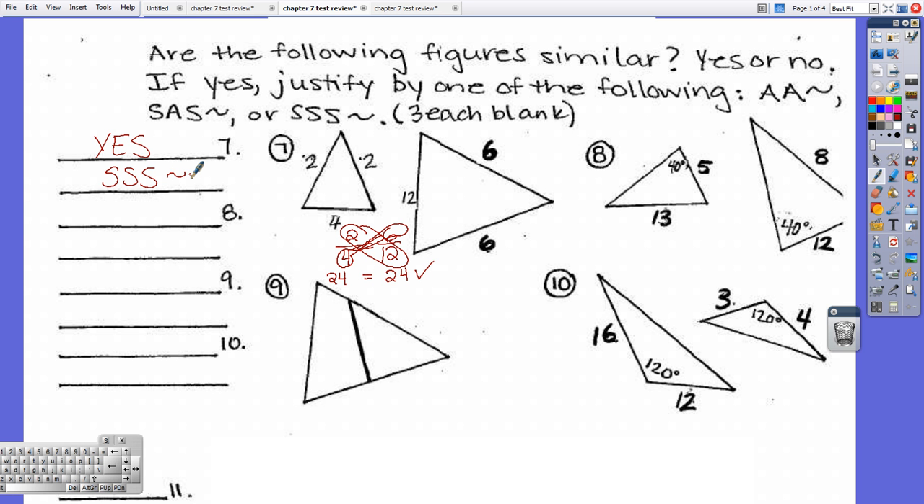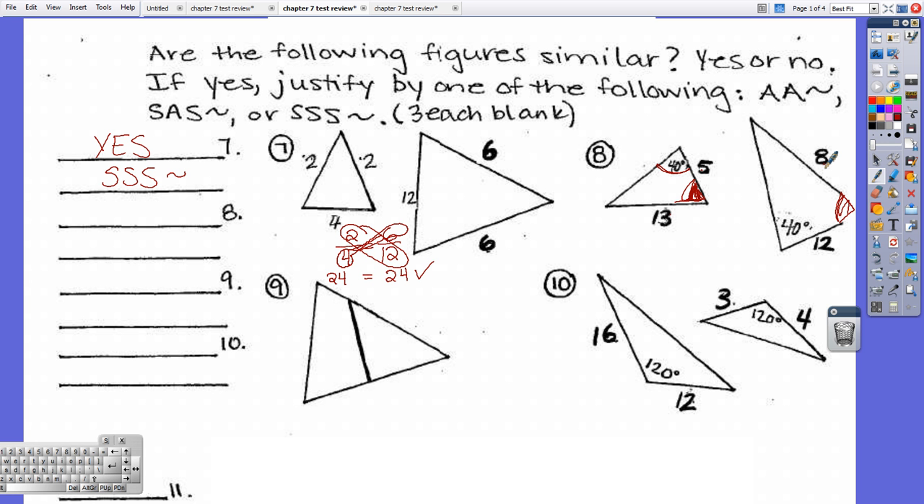Number 8. Well, first of all, we have an angle that's not in between these two sides. So we can't prove that it's similar even if we did the math. In order for it to be side, angle, side, we have to have this angle here, the angle that connects to the two sides we have listed. Notice our angle, which should be right here, is not in between the two sides listed. So we're not going to have side, angle, side.